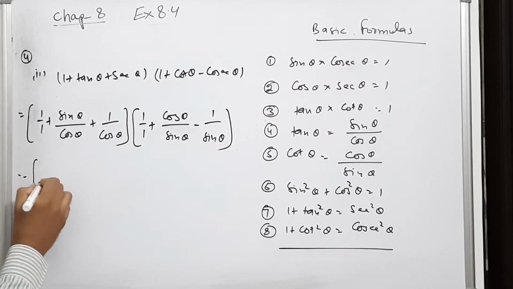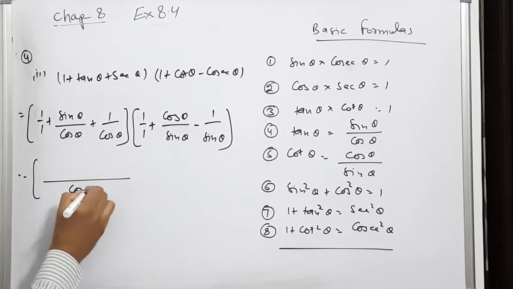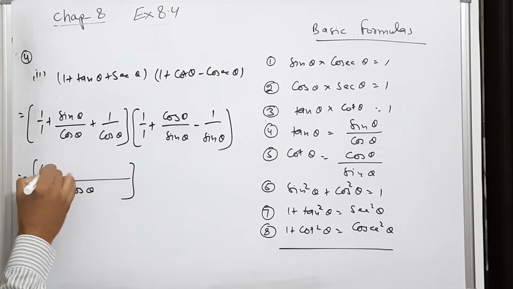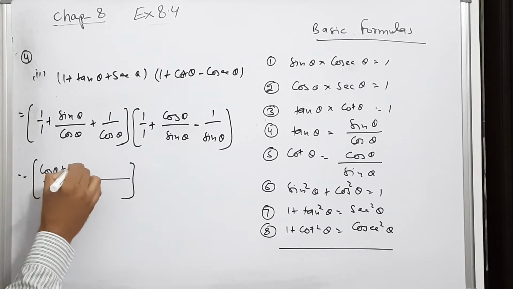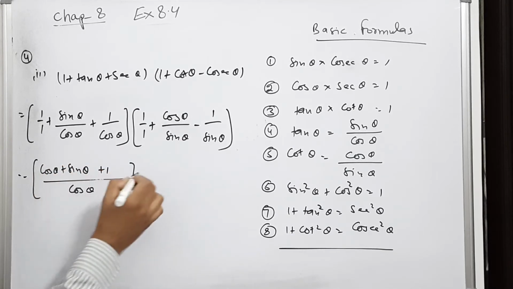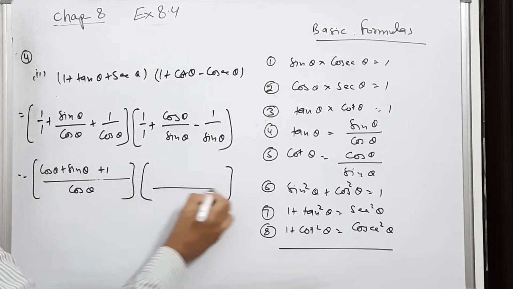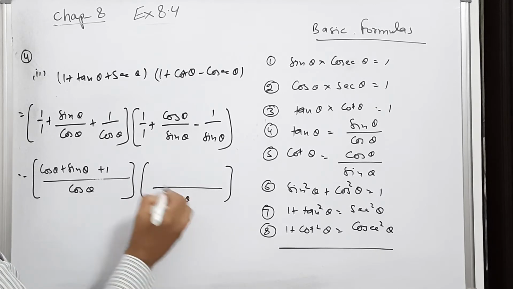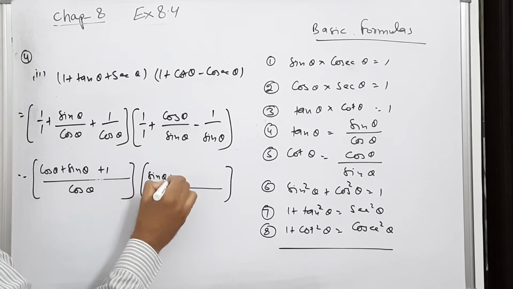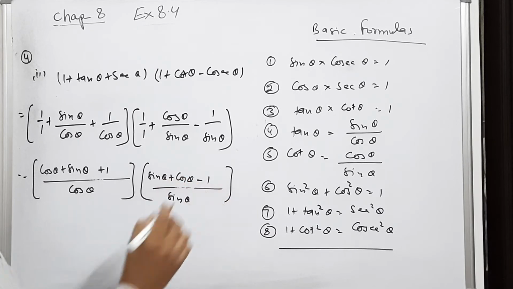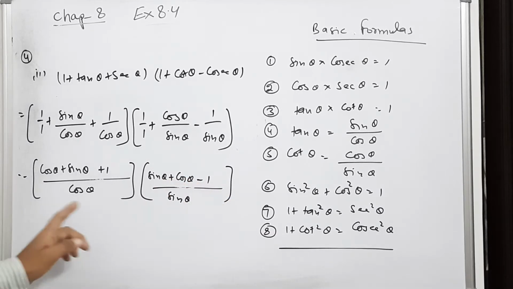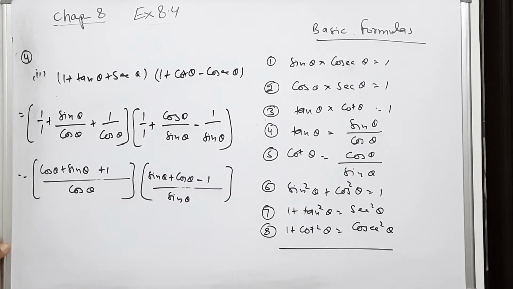Now, the LCM of this part is cos theta. So, it is cos theta plus sin theta plus 1. This side, the LCM is sin theta. So, it is sin theta plus cos theta minus 1. We have taken the LCM. Now, we are going to multiply.